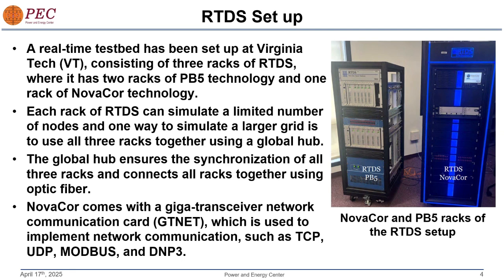So here you can see the setup that we have. On the left hand side we have RTDS PB5 technology, and on the right hand side we have the NovaCor technology. There's one rack of NovaCor technology and two racks of PB5 stacked on top of each other, and all these three units can work together to simulate a larger grid, and they're synchronized using the global hub connection.